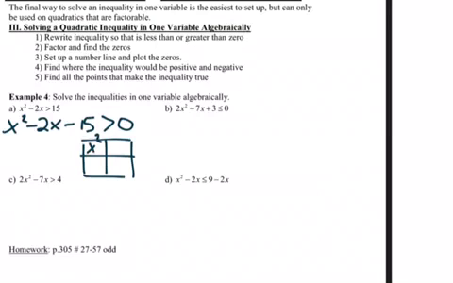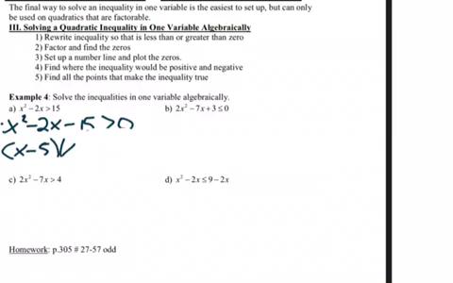So I've got my x squared, my negative 15, so multiplies to negative 15 because it's 1 times negative 15, and adds to negative 2. So I'm going to say that's negative 5 and 3. Factoring that gives me x, and then minus 5 and plus 3. So this factors to x minus 5 times x plus 3 is greater than 0.